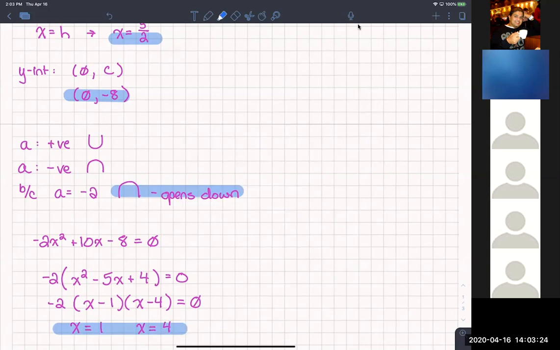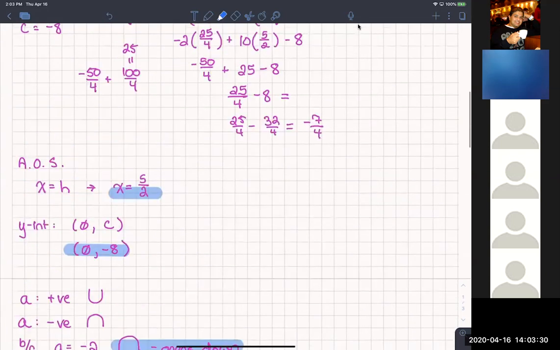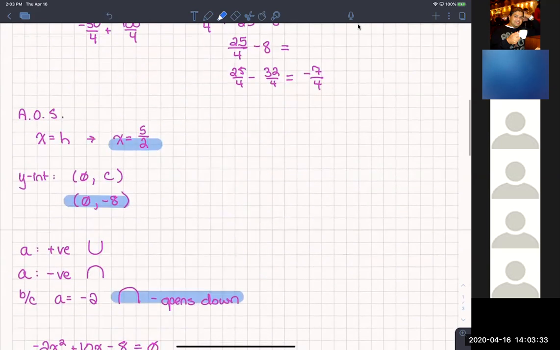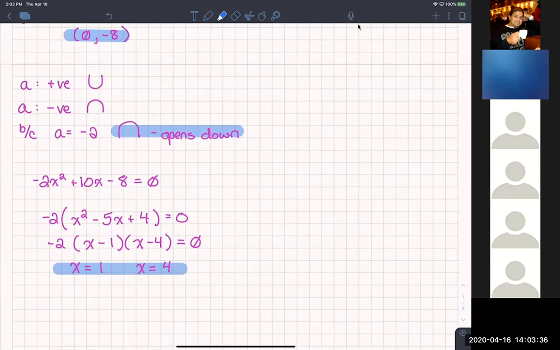So that means the graph opens down. Its vertex is at 5 halves, negative 7/4. It crosses the y-axis at negative 8. It is symmetrical along the vertical line x equals 5 halves. And it opens down, and it crosses the x-axis at 1 and 4. And we got all of that information from the standard form. Okay. Any questions? Is everyone good with finding all of these things?